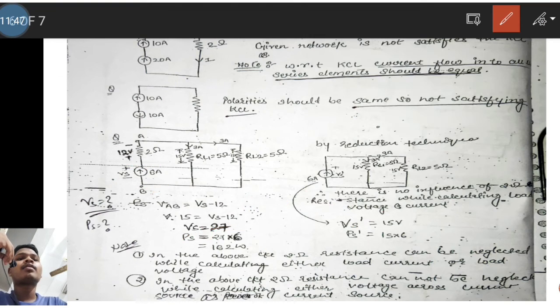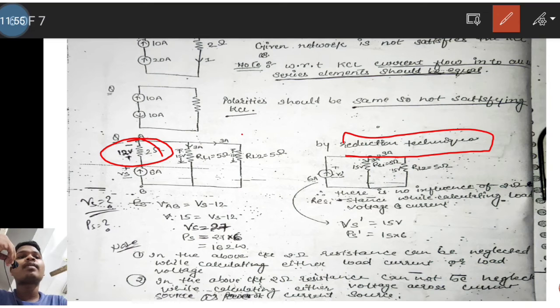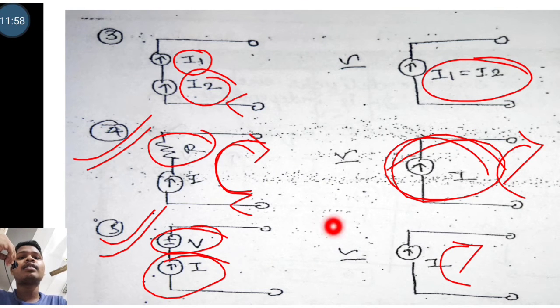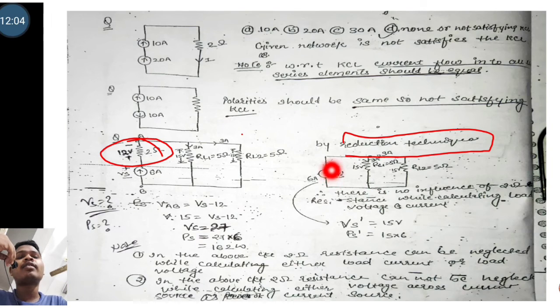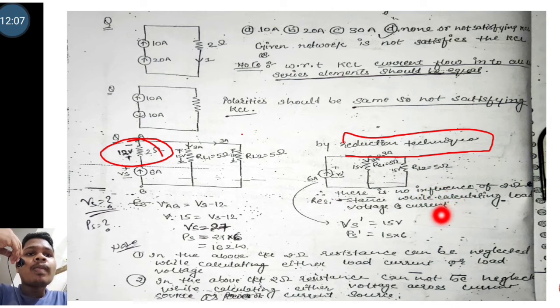Now you can also solve it by reducing the circuit. Here we are reducing this term by applying case number 4. Here the resistance will be neglected, and here also the resistance will be neglected. So there is no influence of the 2 ohm resistance while calculating the load voltage and current. So Vs is equal to 15 volt. By seeing these two parallel branches, the 15 volt is the same here too. So Vs dash is equal to 15 volt.